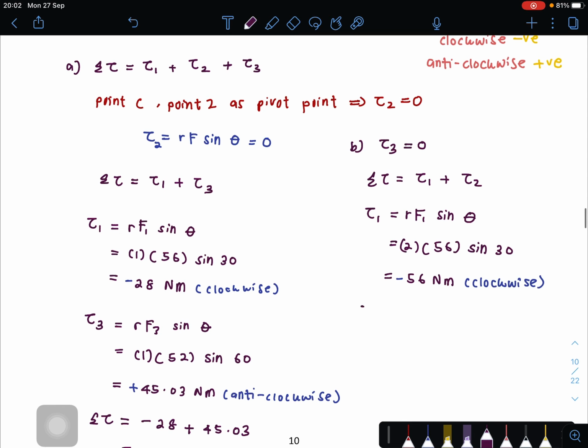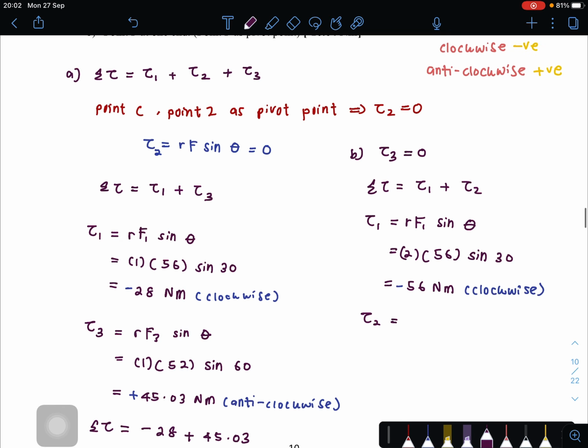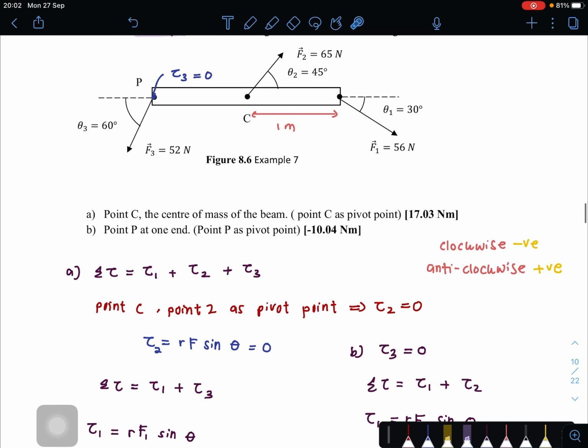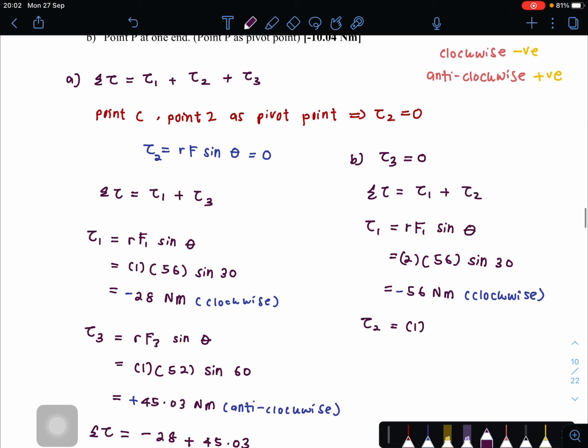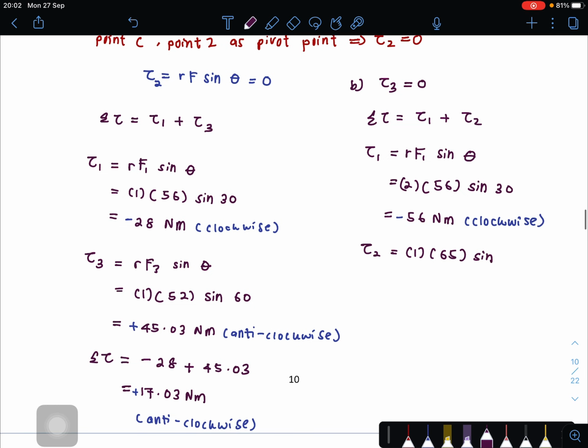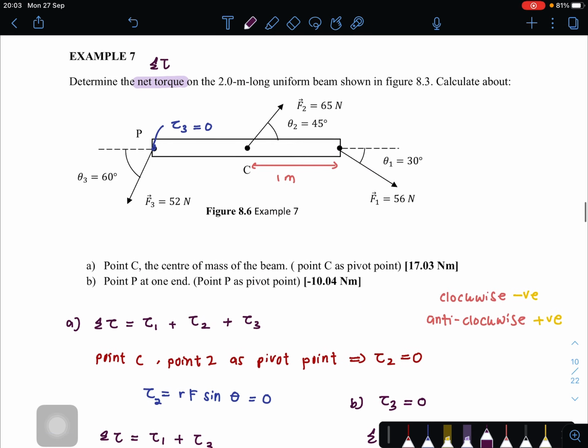And then torque 2 is equal to, from here to here is 1 meter, and then force 65 Newton. And then sin 45. And then you will get 45.96 Newton meter. Okay, now the direction.